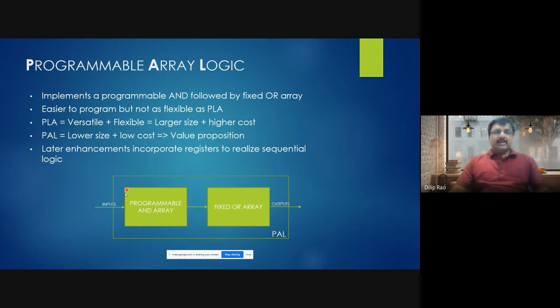So this device is not as versatile or as flexible as a PLA, so that is reduced. But the cost comes down. Here we have lower size, and this also comes with a lower cost. That's the value it brings. There are different value propositions that these two devices bring to the table, so we need to carefully analyze what our current requirement is and then pick appropriately. In its oldest format, in the early days, this is what it was, but later implementations also incorporated flip-flops or registers to be able to build sequential logic.